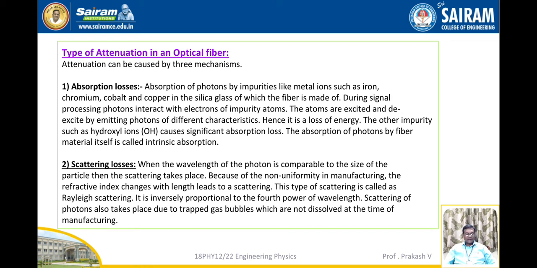The second one is scattering losses. When the wavelength of the photon is comparable to the size of the particle, scattering of light takes place. Because of non-uniformity in manufacturing, the refractive index changes with length, which leads to scattering. This type of scattering is called Rayleigh scattering. It is inversely proportional to the fourth power of wavelength. Scattering of photons also takes place due to trapping of gas bubbles which are not dissolved at the time of manufacturing.